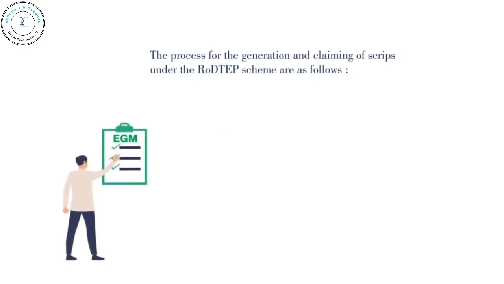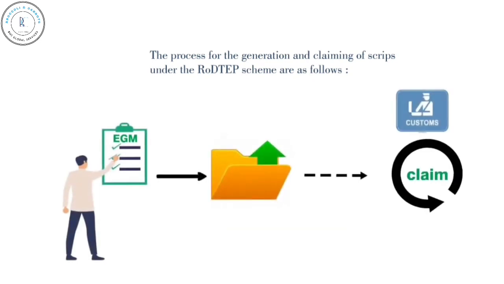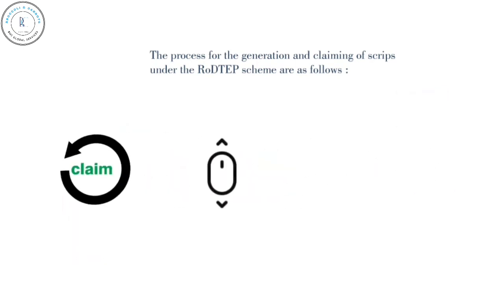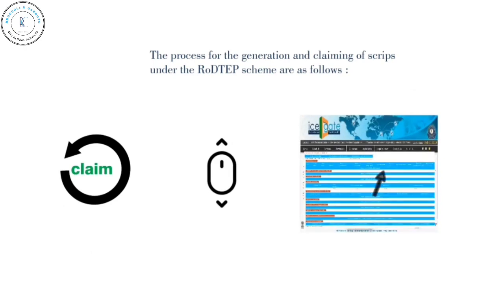Once the Export General Manifest (EGM) is filed, the claim will be processed by the customs. After processing the claim, a scroll with all individual shipping bills for the admissible amount will be generated and available in the user's account at IceGate portal.